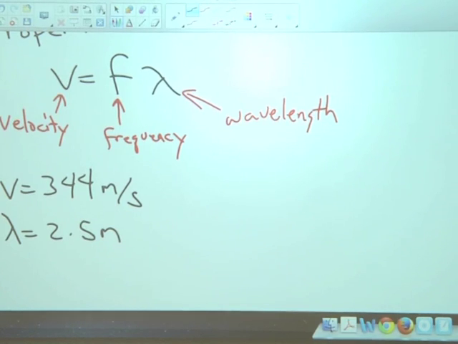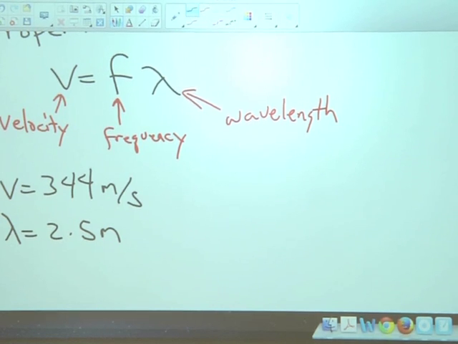Anybody? Isn't there a way to just rearrange it? Yes, you can. Just divide. F equals V divided by lambda. Again, any of these equations that we talk about throughout the quarter, you ought to be able to take that equation and solve it for any variable, right?